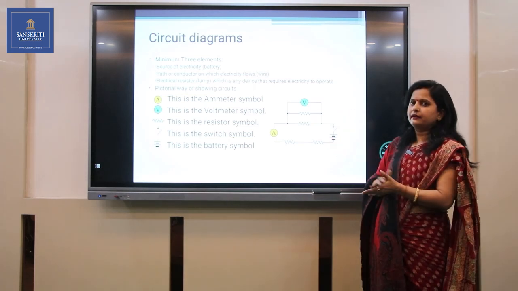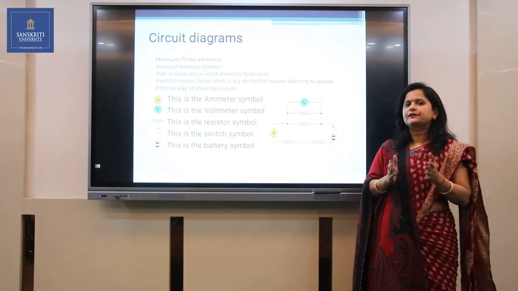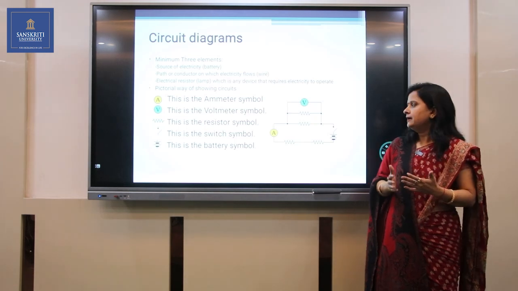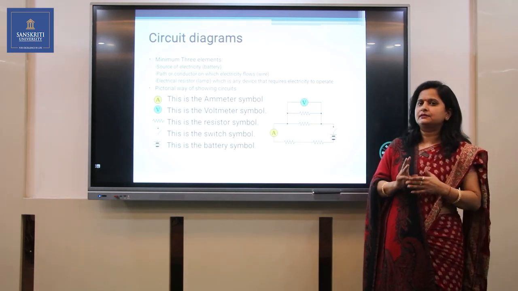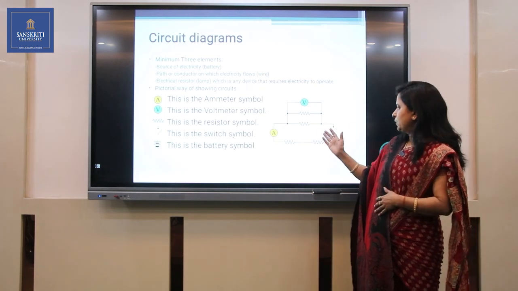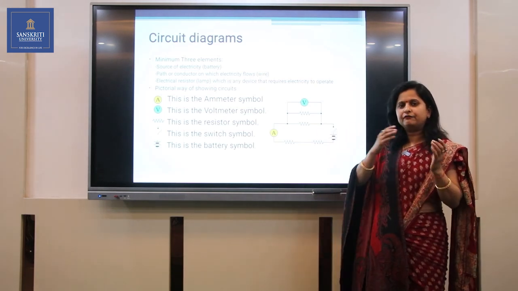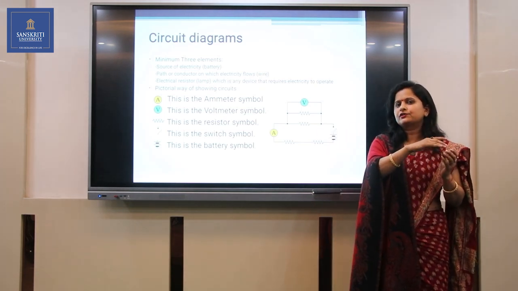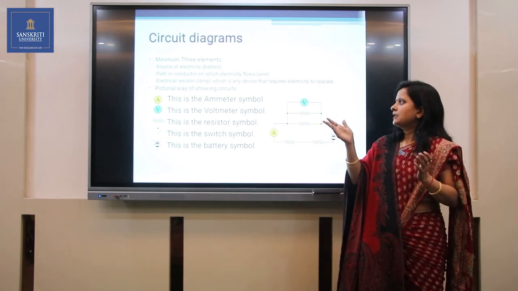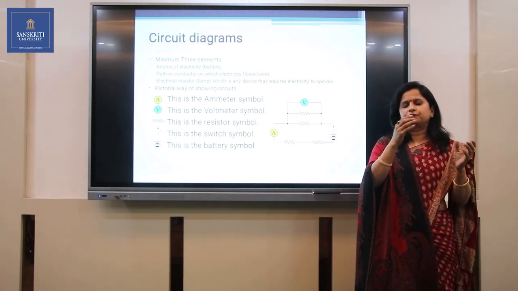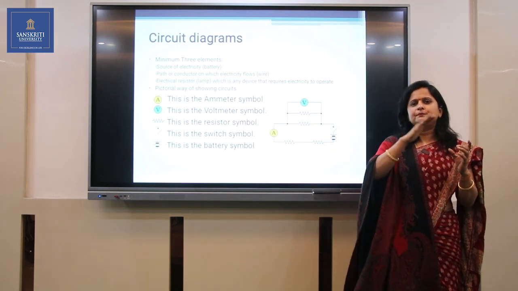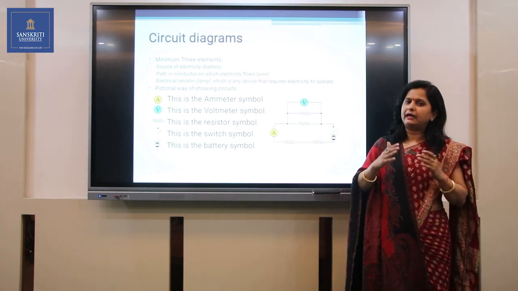So in a circuit diagram, I must tell you what an electrical circuit diagram needs. In any circuit diagram, basically 3 elements are needed. One is the source, the source of electricity by which the electrical energy is going forward. The second is the path or the wires from which the electricity is being transmitted from one point to another point.